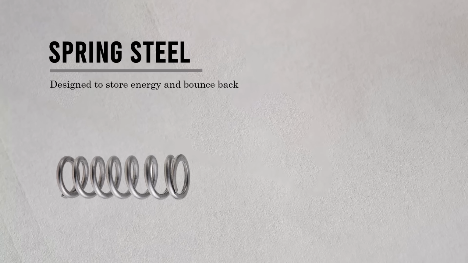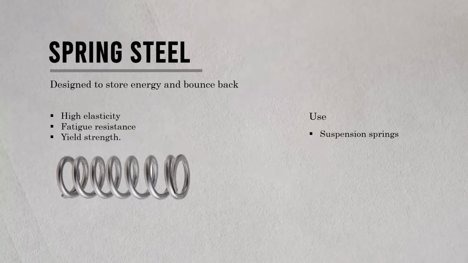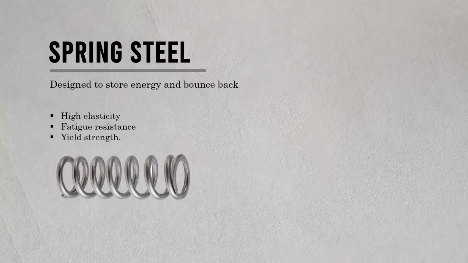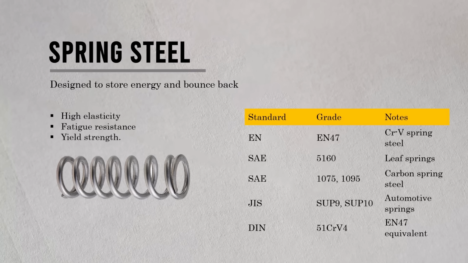Then we have spring steel, designed to store energy and bounce back, perfect for components that deform and return repeatedly and need high elasticity, fatigue resistance, and yield strength: suspension springs, clutch springs, snap rings, measuring tapes, blades, washers, hand tools. The main elements are carbon, 0.5 to 1%, for strength and hardness, silicon for improving elasticity, and chromium, manganese, vanadium for fatigue, wear, and high temperature resistance. And these are the popular grades in different standards.